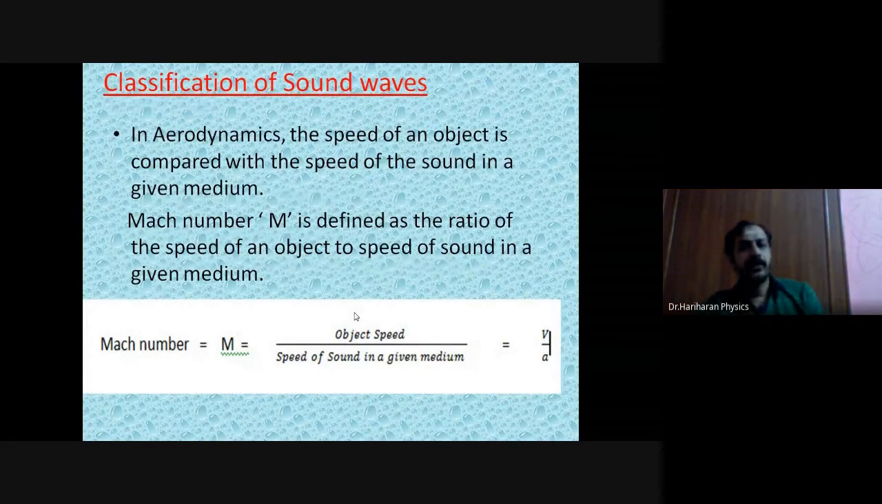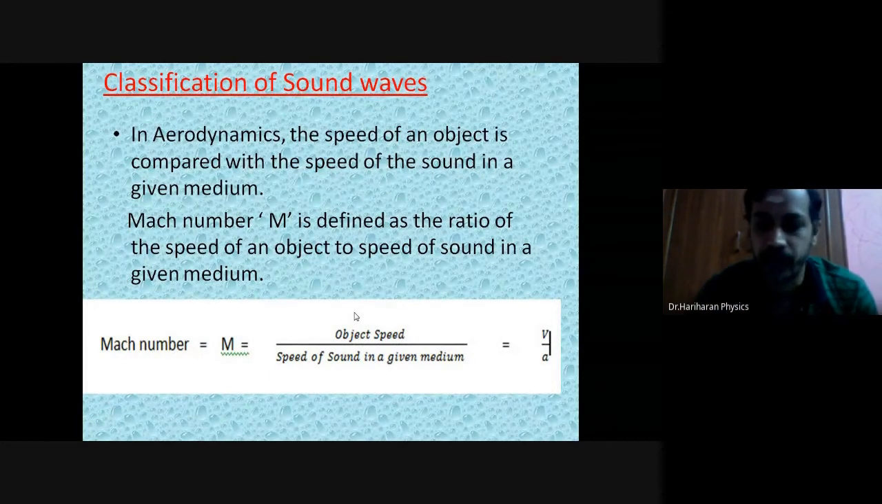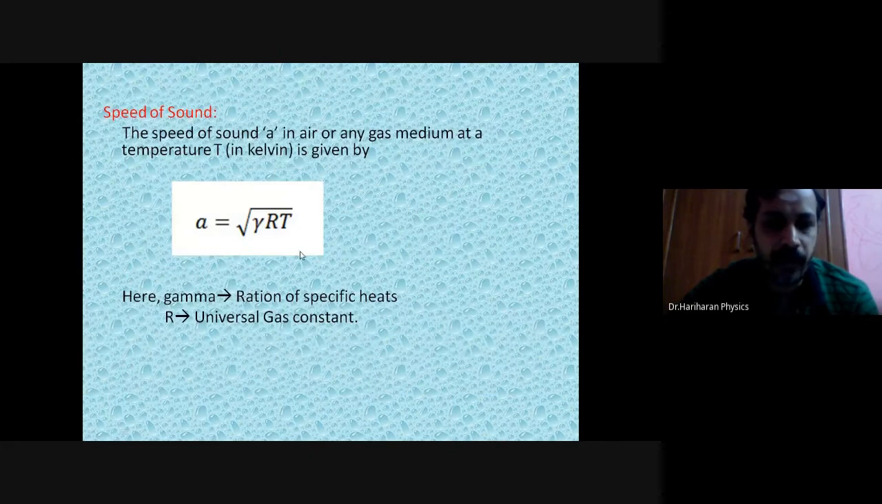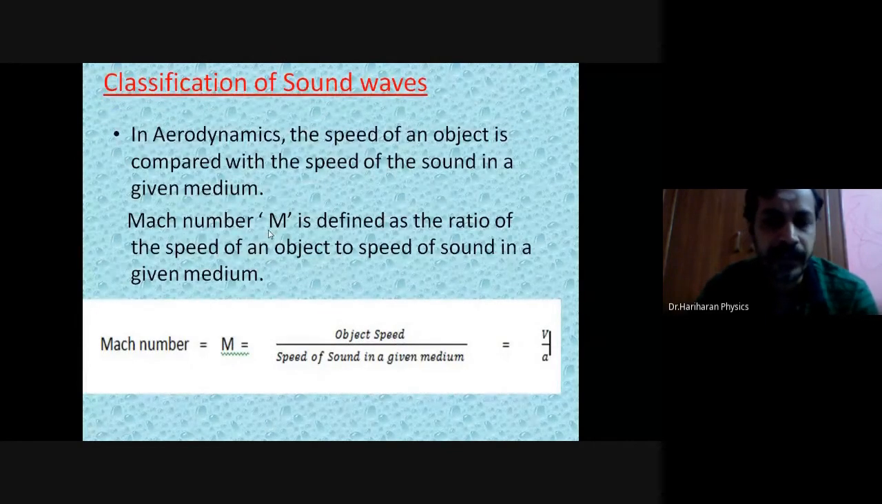So first, look here in aerodynamics. Aerodynamics means what? In aerodynamics, we refer to the study of motion of aircraft. In aerodynamics, the speed of an object is always compared with the speed of sound in a given medium. Based on this, there is one concept called Mach number. What is Mach number defined as? Mach number is defined as the ratio of speed of an object to the speed of sound in a given medium. Therefore, what is the formula for Mach number?